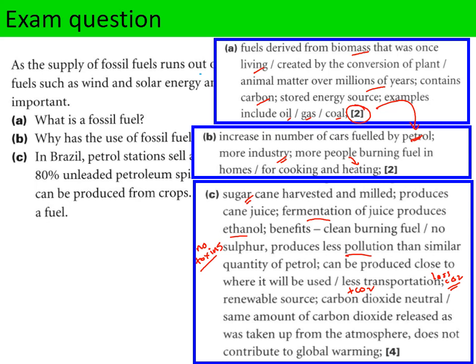So because it is carbon neutral, it has a much smaller, if any, effect on global warming, because there's less of that greenhouse gas CO2 being released or accumulating in the environment. So we could list several of those and we could get our 4 marks.